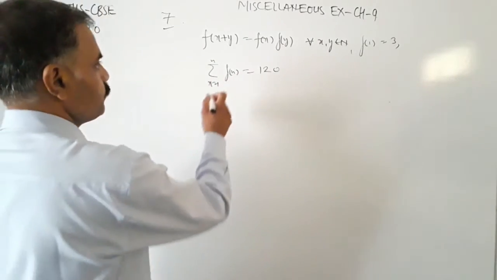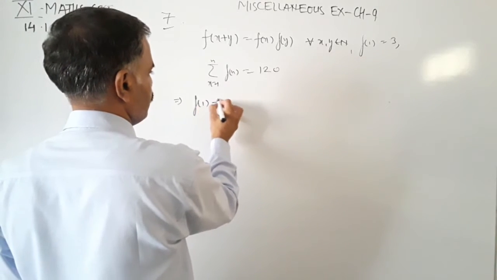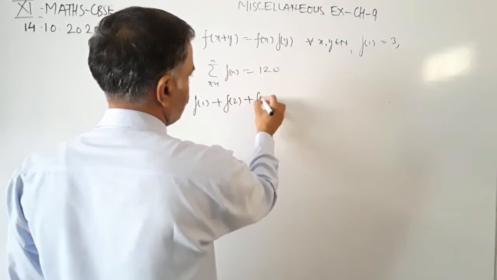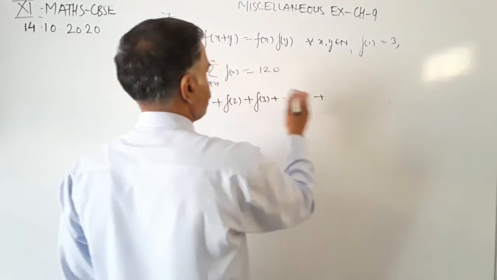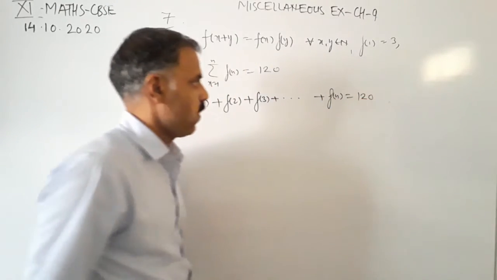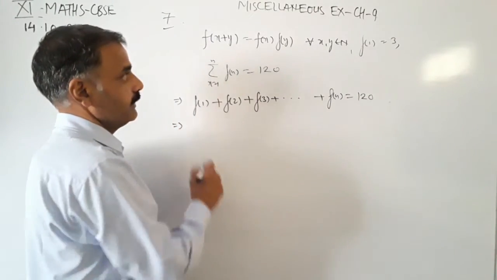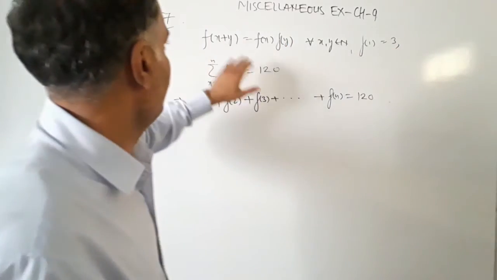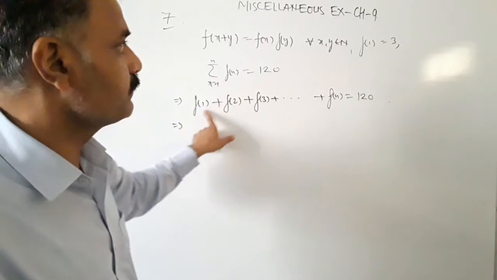x is equal to 1 to n. So x equals 1 means function 1, x equals 2 means function 2, x equals 3 means function 3, plus and so on, plus x equals n, that is function n, is equal to 120. Now function 1 is given as 3, and function x plus y is given as function x into function y. So function 1 is equal to 3.